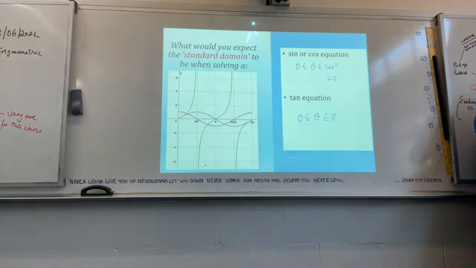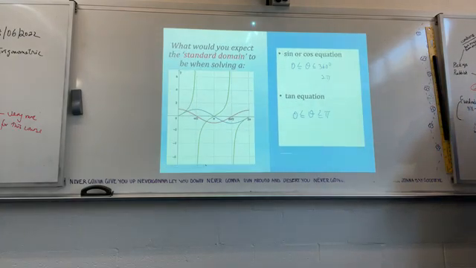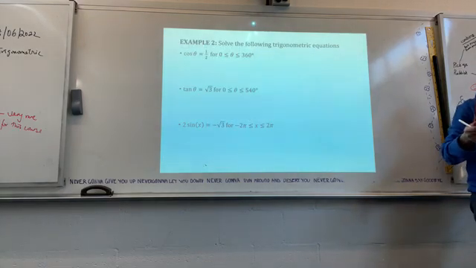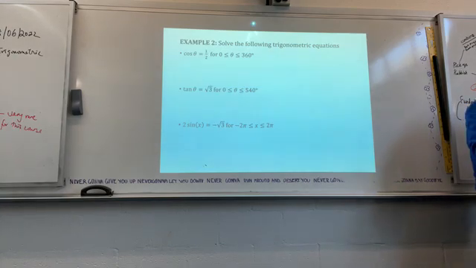Now, let's move on to the next one. Can you solve then the following trigonometric equation? Cos theta equals to half for theta between 0 and 360 degrees.